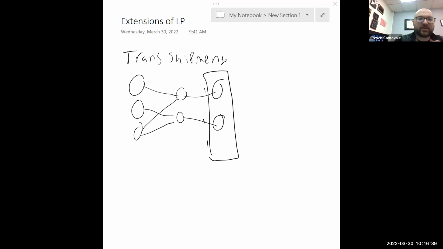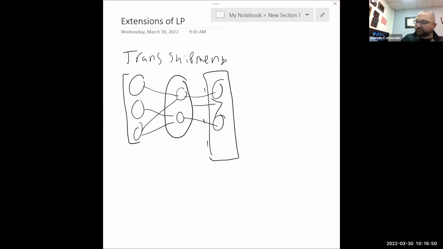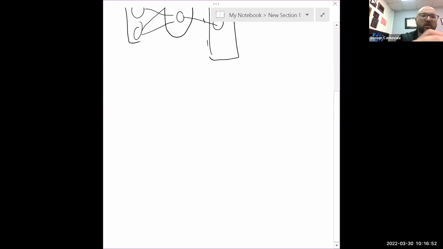That type of network structure typically has outbound flows from a supply point. There's a receipt here, which has to balance out, and then they go outward. The next example that we're going to focus on today is something called maximum flow.